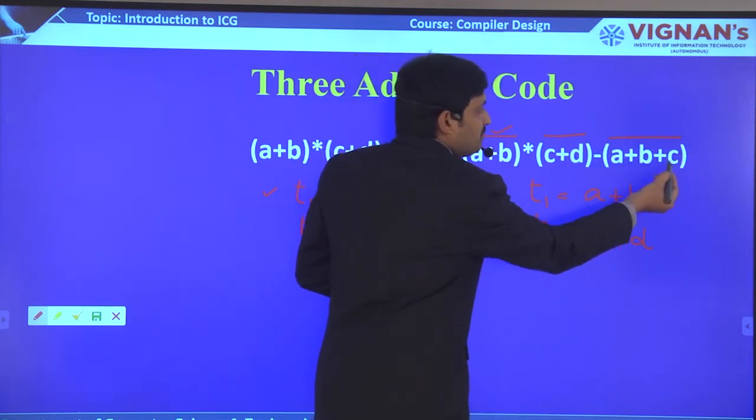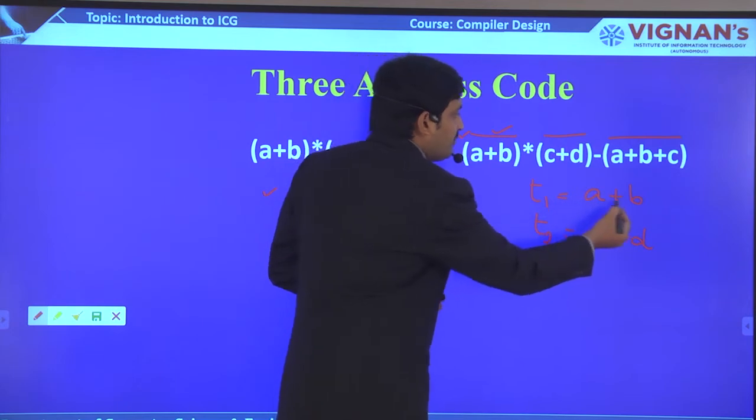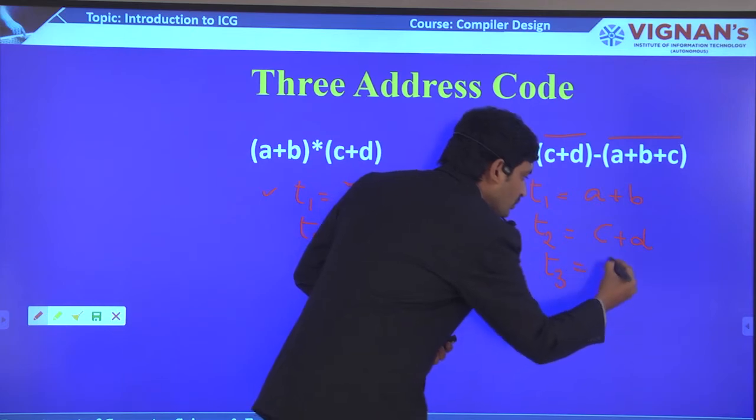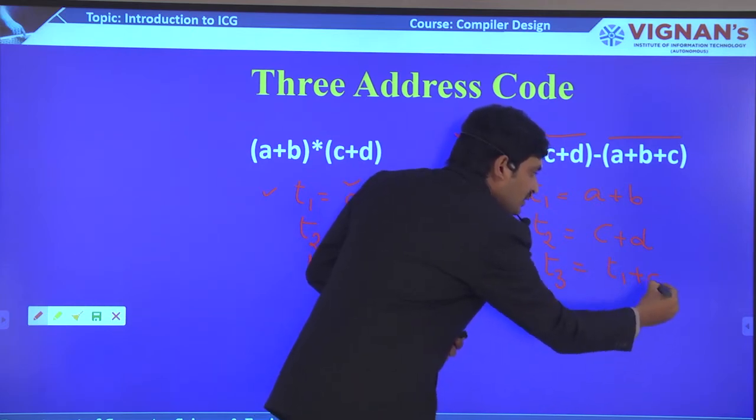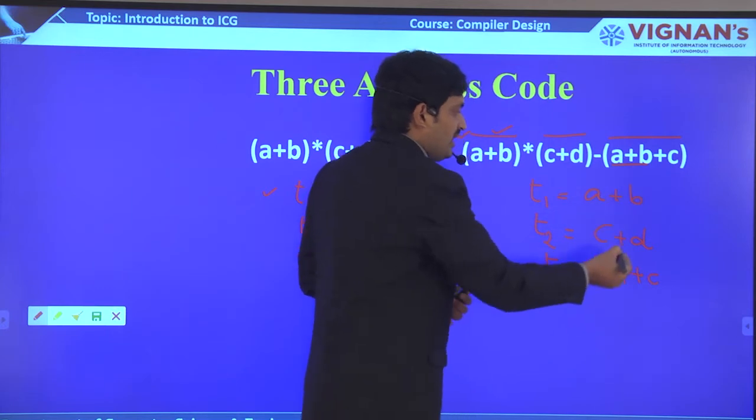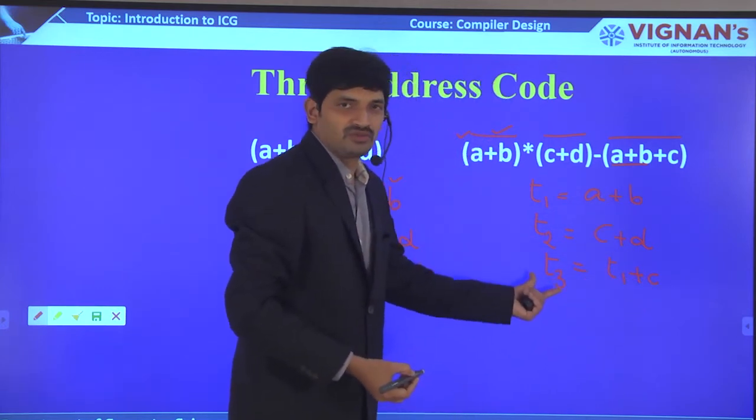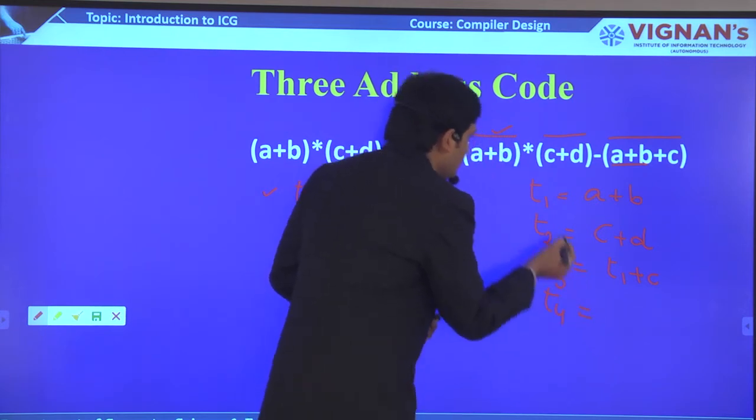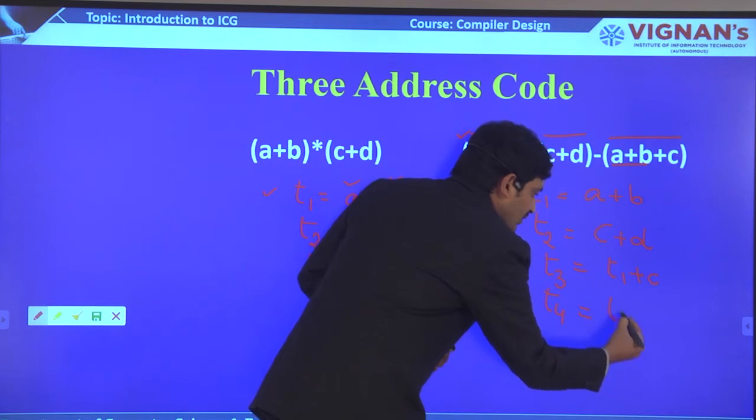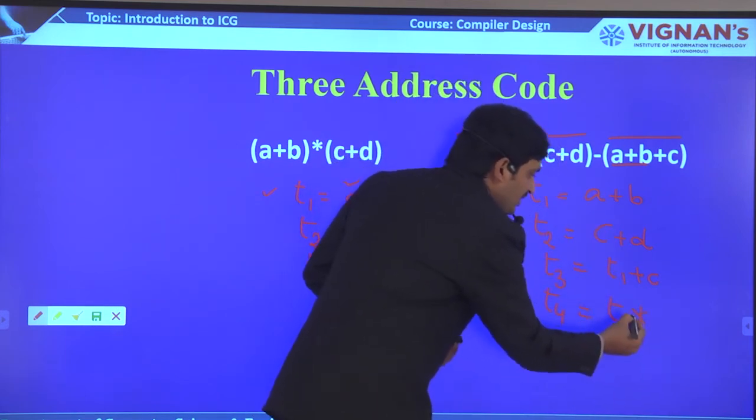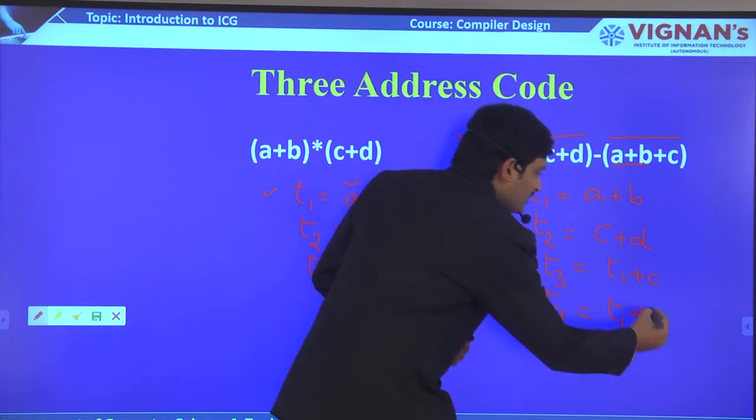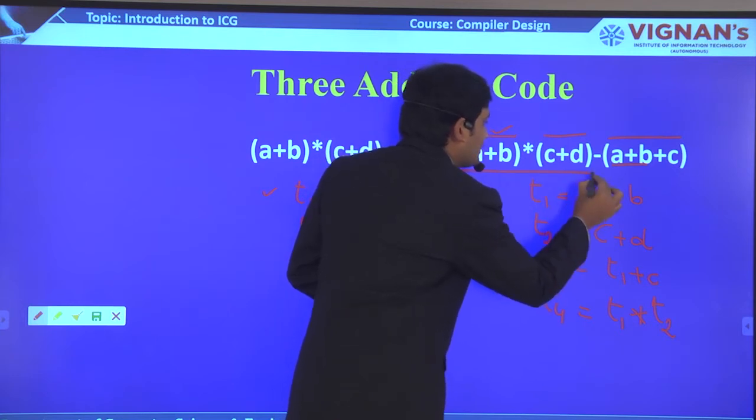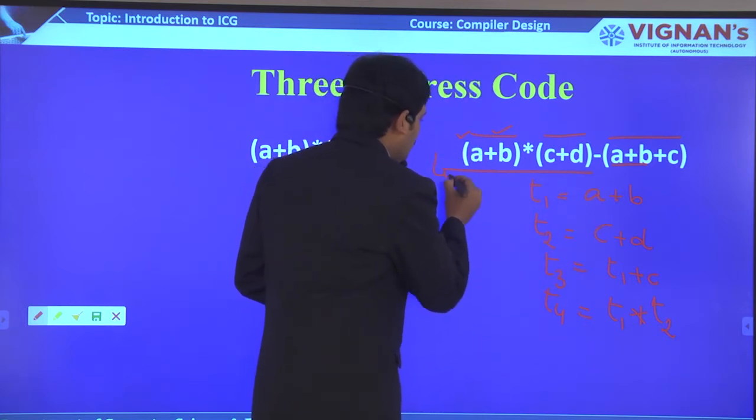Now come to the third one. So it is a plus b plus c, but we already calculated a plus b equal to t1. So you can write t3 equal to t1 plus c, where t1 equal to a plus b and I am attaching plus c. So this is also in the form of 3 address code. Now come to the next one, t4 equal to t1 multiplication, then c plus d. C plus d means t2. Okay, so I calculated this entire thing and stored it in t4.